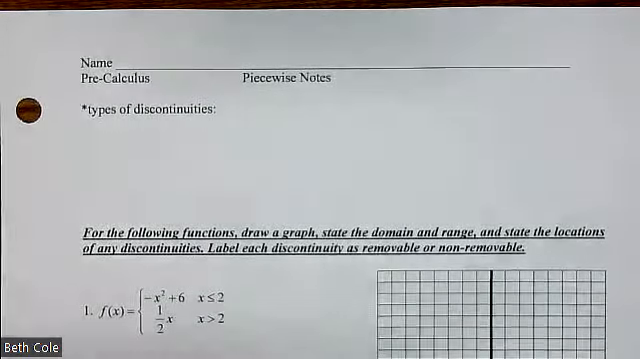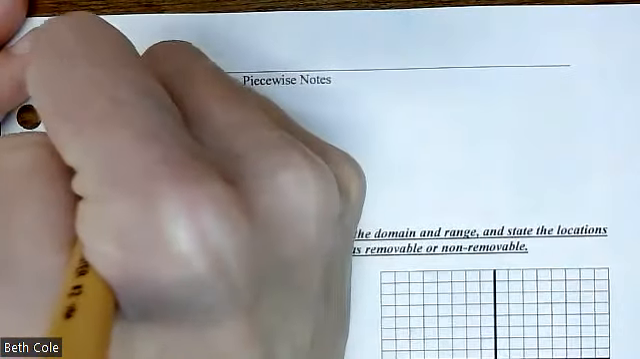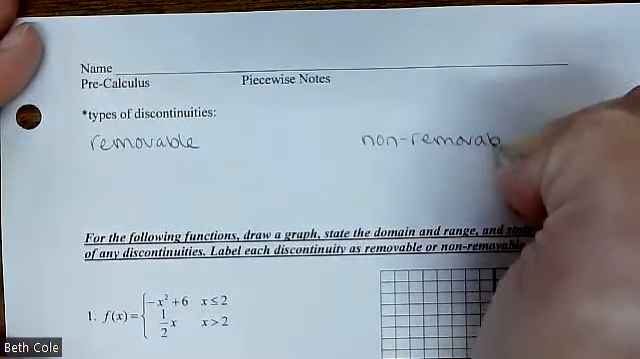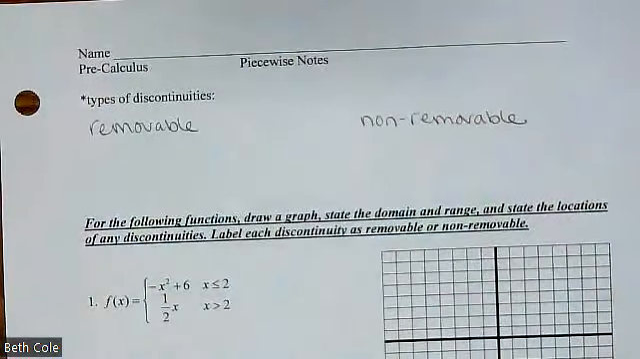But can we recall what discontinuous meant? It meant that the function was what? Like they broke, right? You couldn't trace it without lifting your pencil off the paper. So types of discontinuities. We have removable and non-removable. And I'm just going to draw a little picture of each of them. So we're going to label our discontinuities as removable or non-removable.